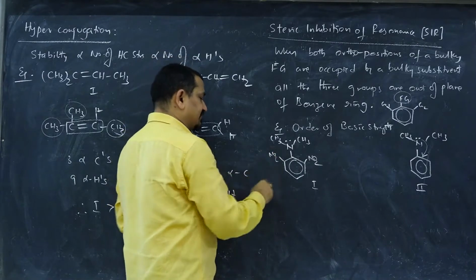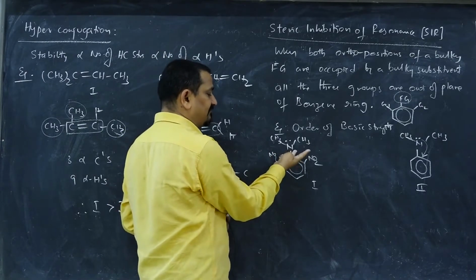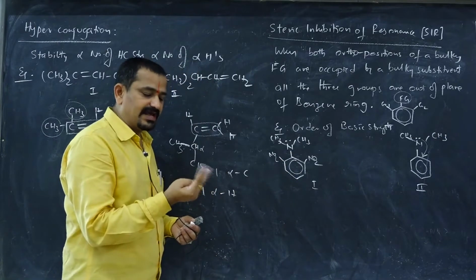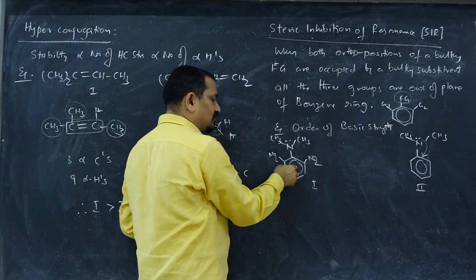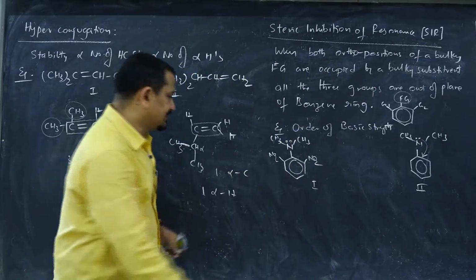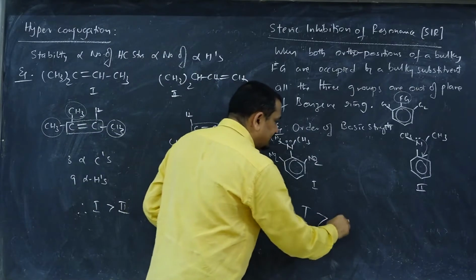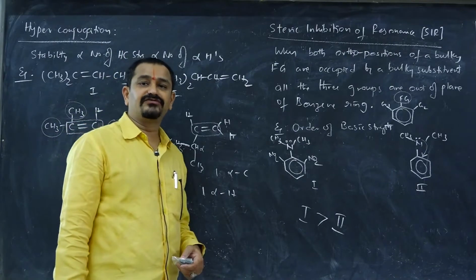When it comes to this one, due to the steric inhibition of resonance effect, these 3 groups will be flipped above the plane of the ring, and when they move above the plane of the ring, they won't be in conjugation with the ring, the lone pair is set free and can be donated easily. Thus, 1 is more basic than 2. This is one case of steric inhibition of resonance effect.